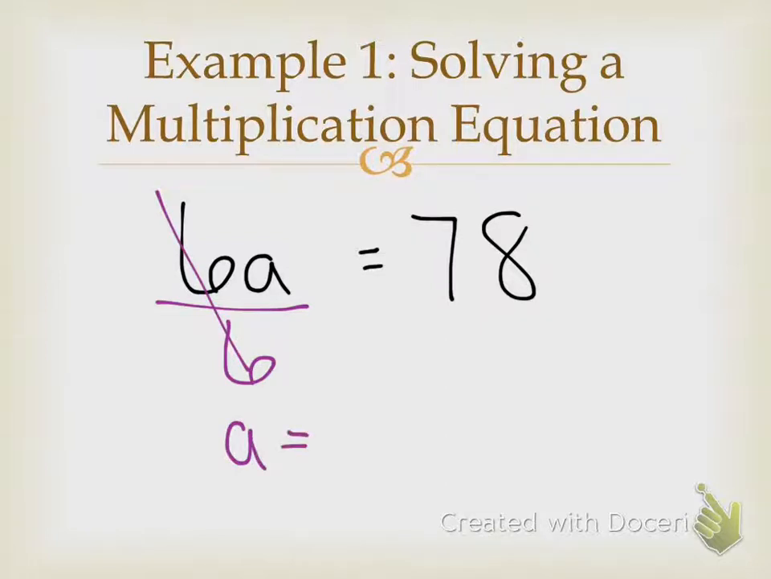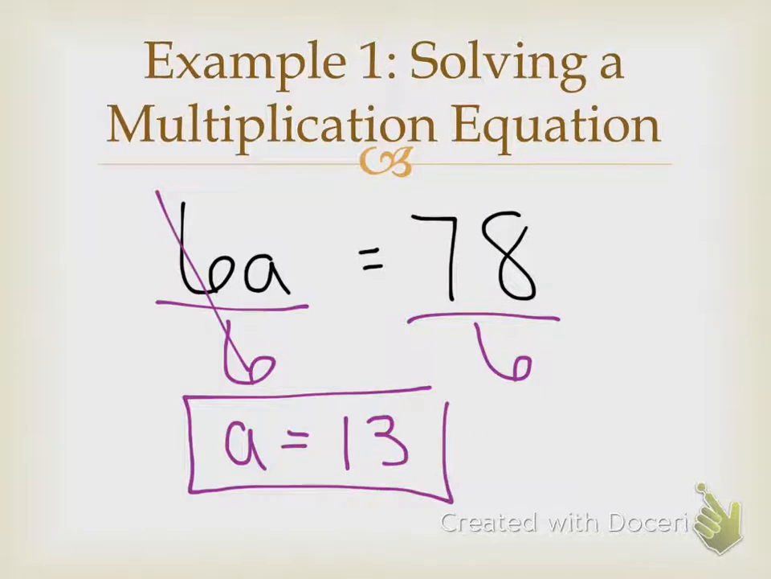Okay. So a equals 78? No. What do I need to do? a equals 1? a does not equal 1. You have to divide the other side by 6. 78 divided by 6 is now 13.